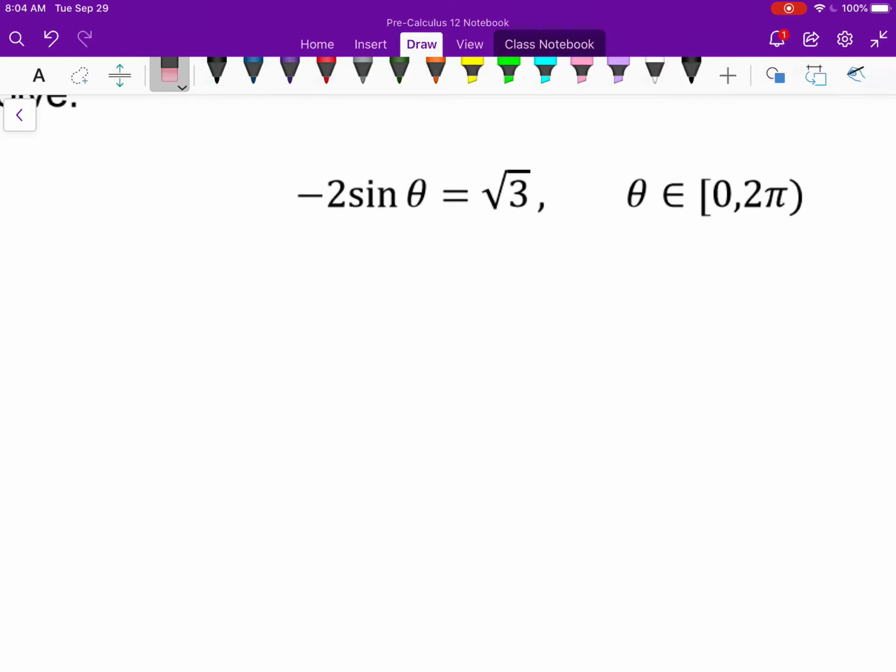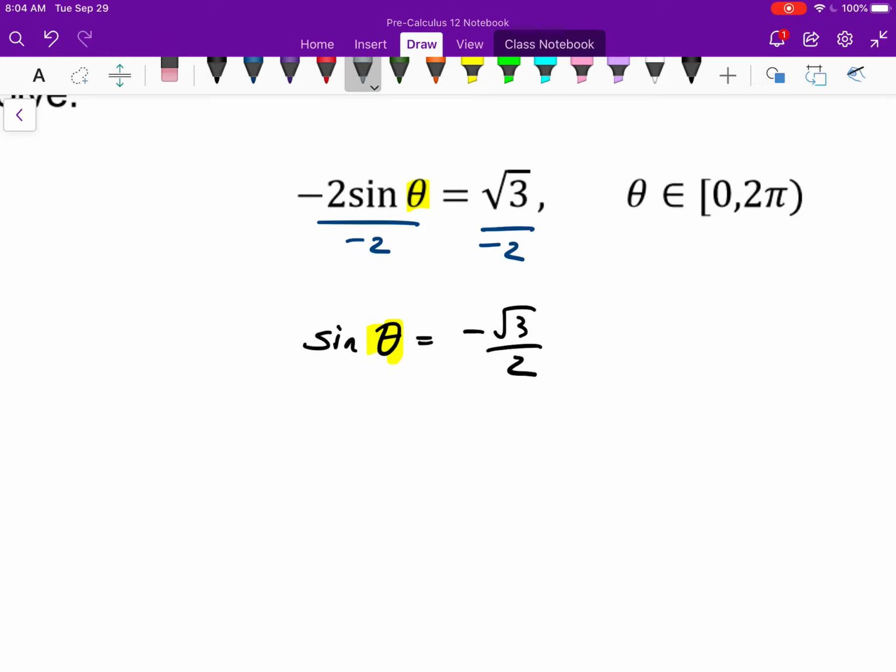First, let's solve for the trigonometric function. So let's divide both sides by negative 2. And so I get the sine of theta equals negative root 3 over 2. It doesn't matter if the negative is in the numerator or the denominator. So next, first, hopefully root 3 over 2 looks familiar. But even before then, I need to think about, OK, I'm trying to find theta. And I now know the sine of theta is going to be a negative value.